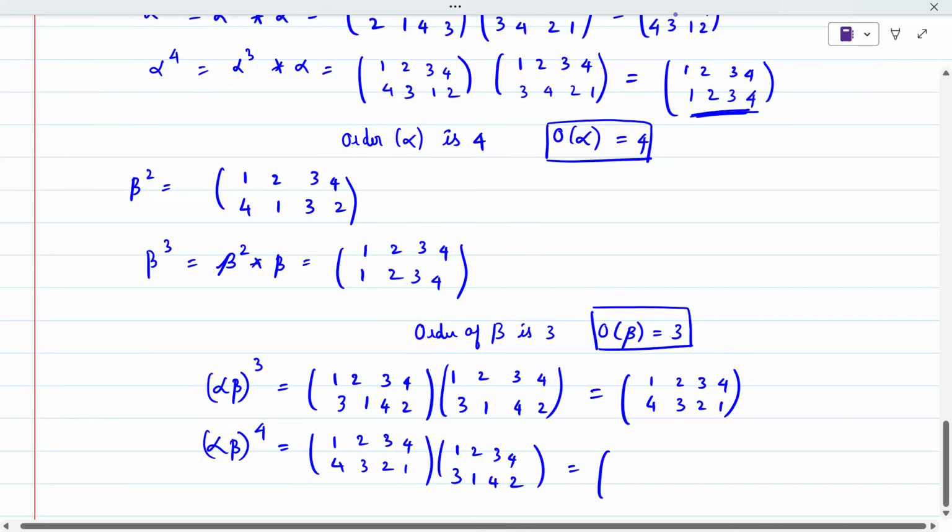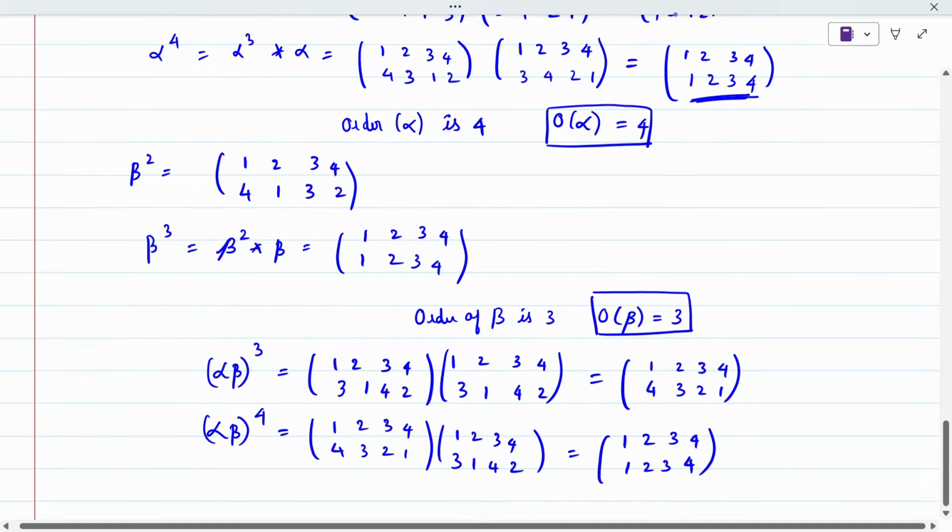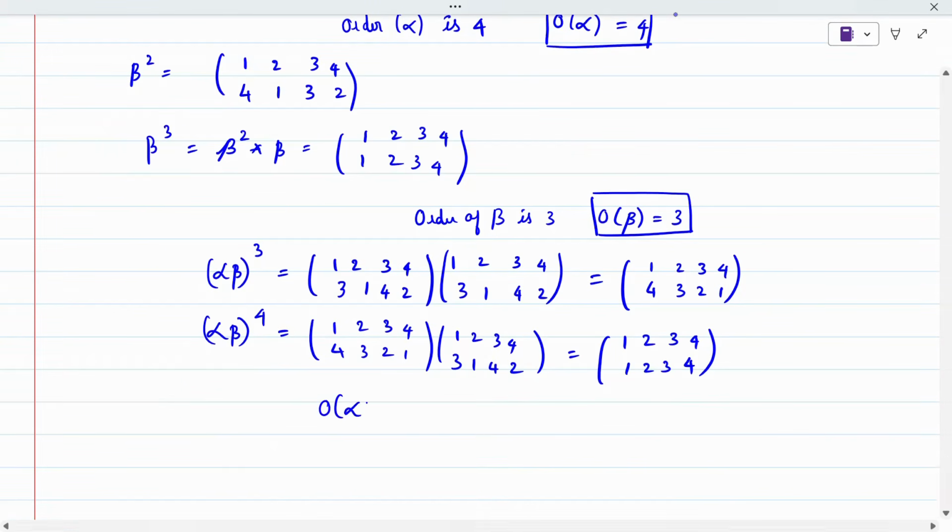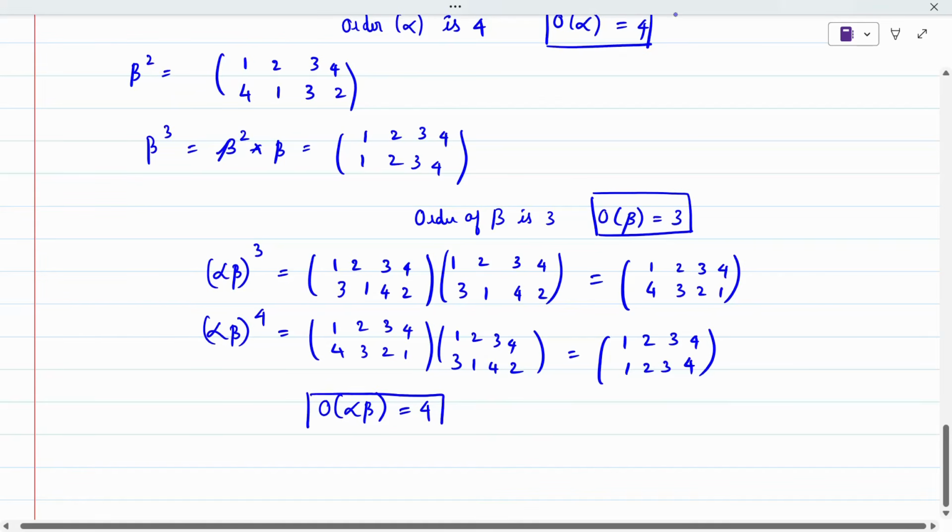So I am getting the answer 1, 2, 3, 4. Yes, 1, 2, 3, 4. Same answer I am getting. So the order of alpha beta is 4. So we have completed. Thank you.